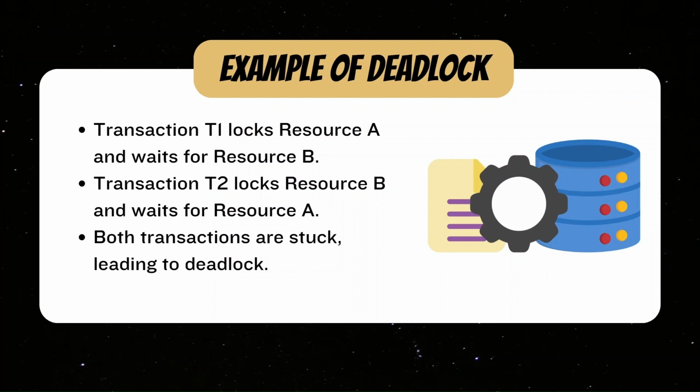To understand better, let's see an example of that. Let's suppose transaction 1 locks resource A and needs resource B. Meanwhile, transaction 2 locks resource B and needs resource A. Since both transactions are waiting for each other to release resources, neither can proceed. This creates a deadlock.